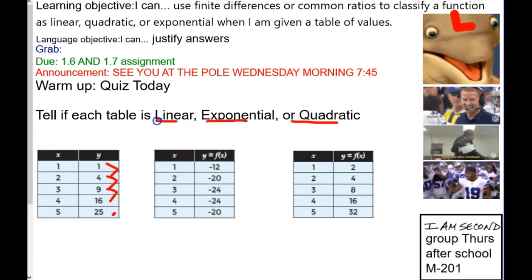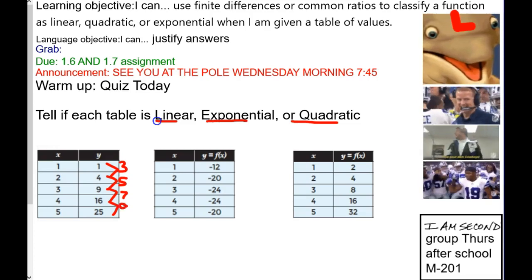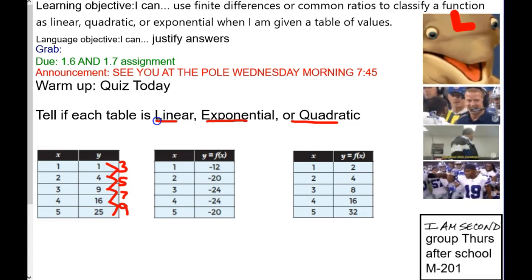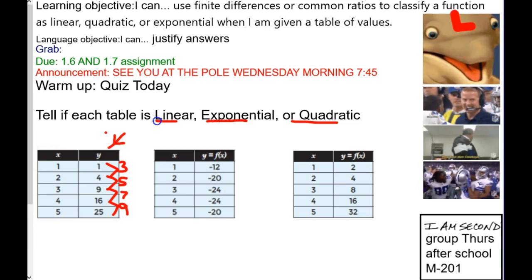What's 4 minus 1? 3. 9 minus 4? 5. 16 minus 9? 7. 25 minus 16? Okay. Pedro, specifically, is this linear? Why not? Because they're not the same numbers. Now, you could start trying to do the exponential one, but I would suggest just do the second difference. So if this is the same, it's linear. It's not linear, so I cross out my L.